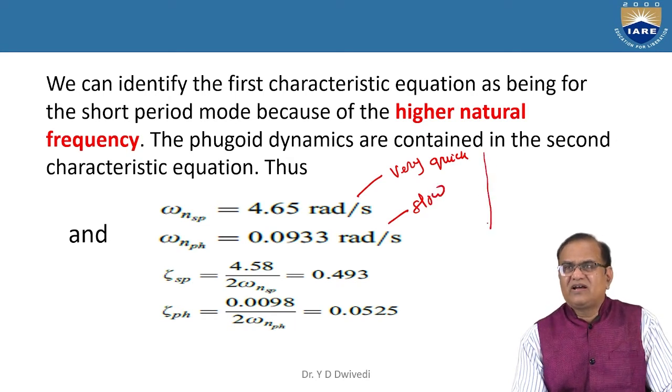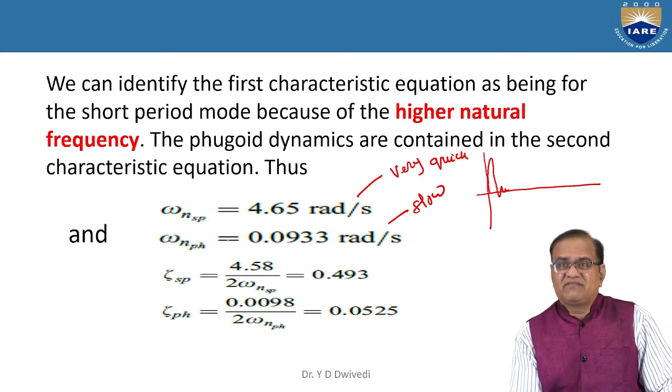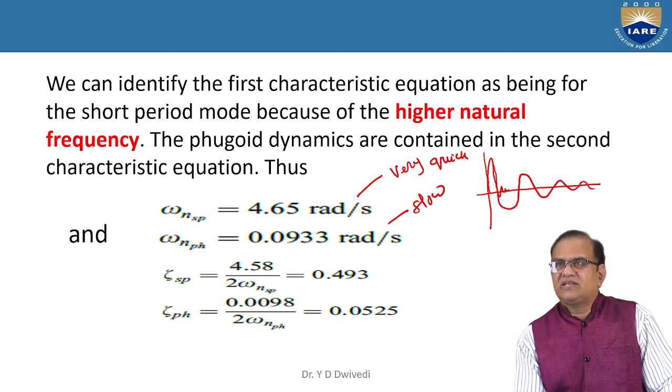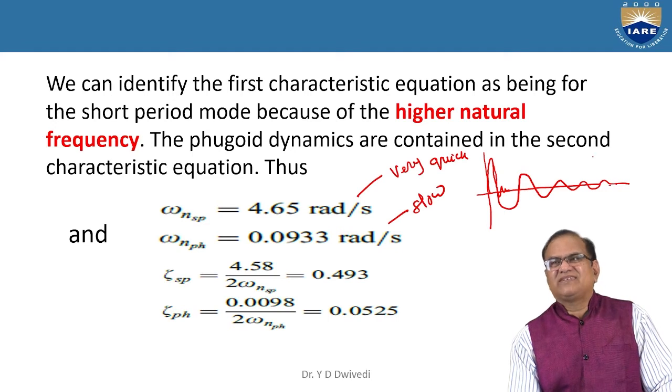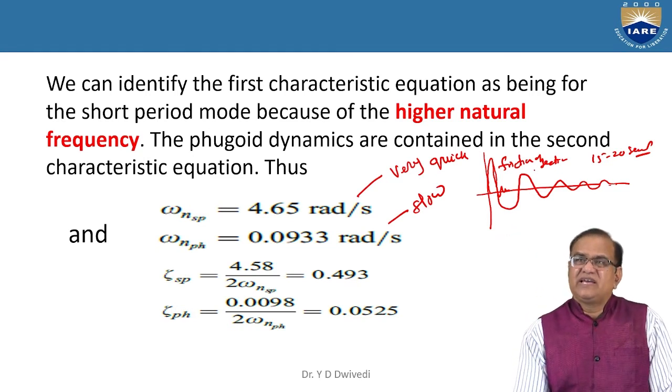If I draw a plot for the first case, this is omega n, so it will go like this. And if you take the second case, the phugoid, if it is disturbed from here, it will go like this, and like this, and it may take some 15 to 20 seconds for the aircraft. But here it is a fraction of a second. It will take a fraction of a second to settle for the short period mode.